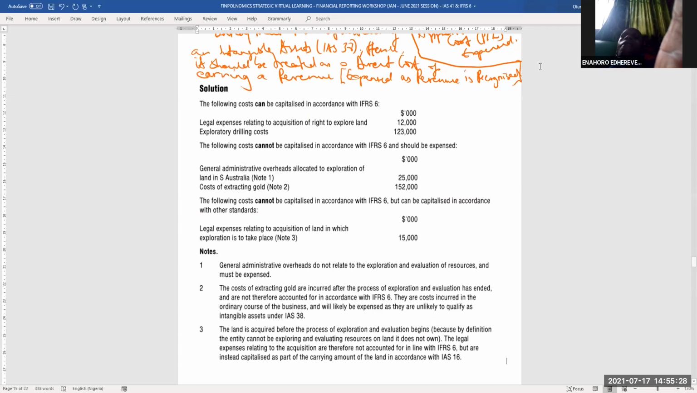Okay. The following costs cannot be capitalized in accordance with IFRS 6 and should be expensed. General administrative overhead allocation to exploration of land in South Australia, cost of extracting gold. Okay. Then the following costs cannot be capitalized in accordance with IFRS 6, but can be capitalized in accordance with other standards. Legal expense related to acquisition of land in which exploration is to take place.